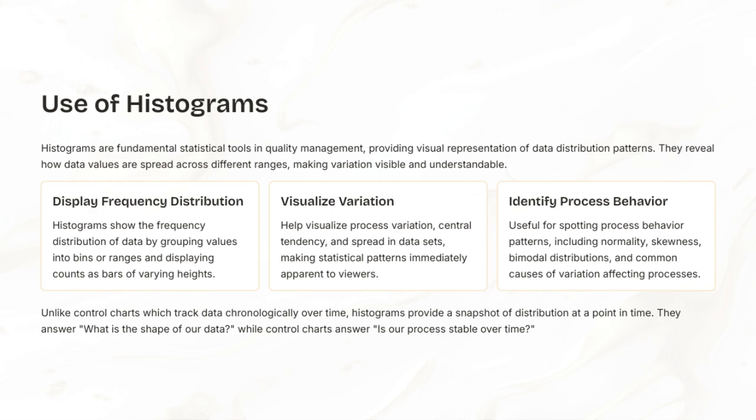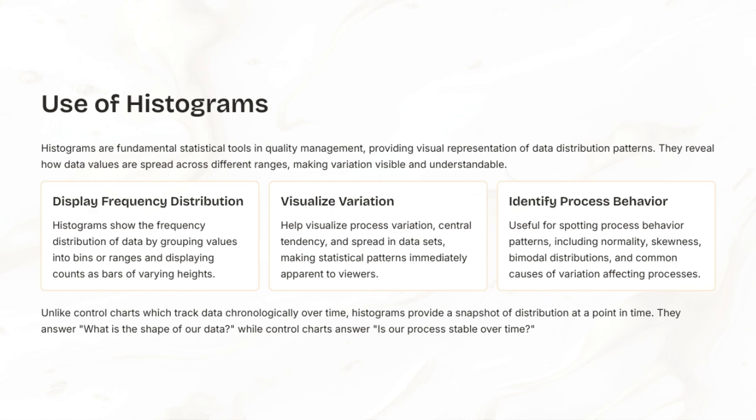Histograms are especially useful for spotting patterns in process behavior. They help us identify whether the data is normal, skewed, or has multiple peaks, what we call bimodal distributions. They also reveal common causes of variation that can impact our process. When we use histograms, we're visualizing important aspects such as variation, central tendency, and how spread out the data is. This makes it easier for us and others to immediately see statistical patterns without crunching numbers constantly.